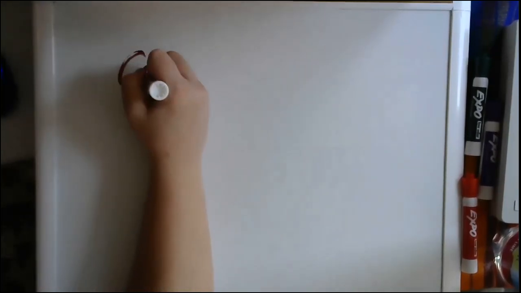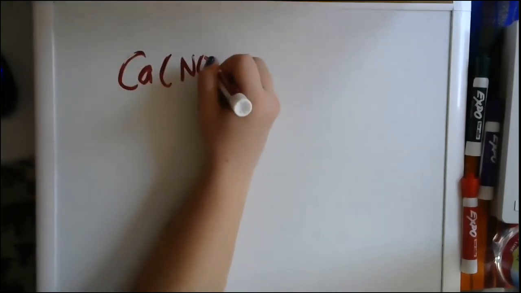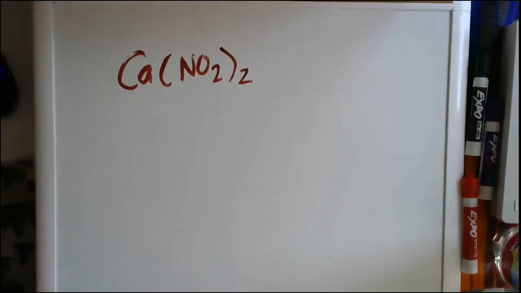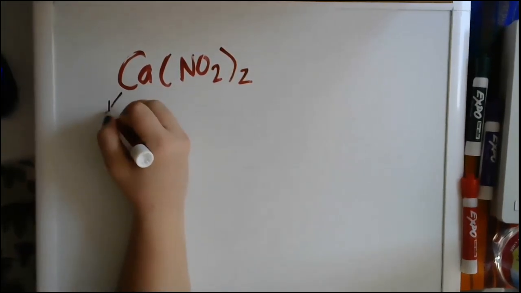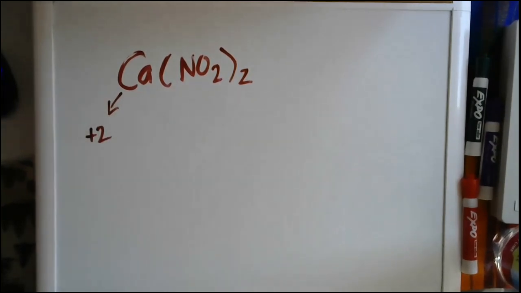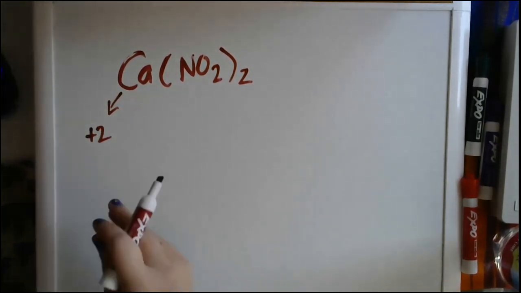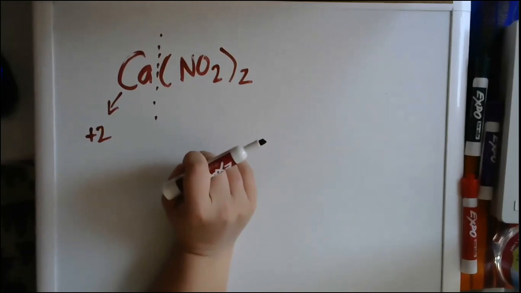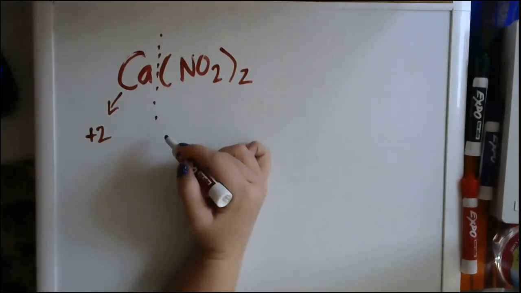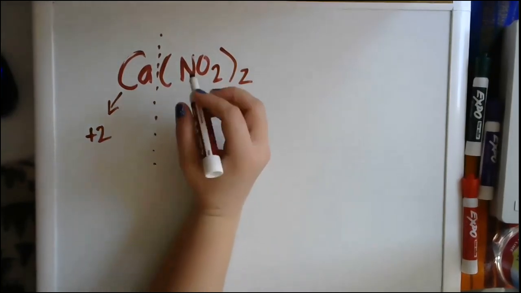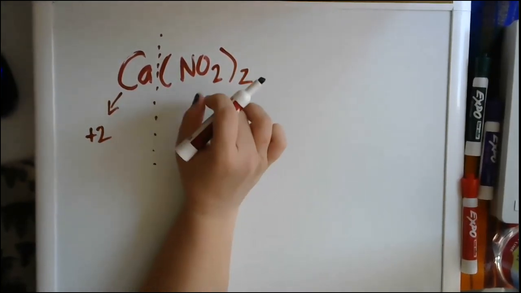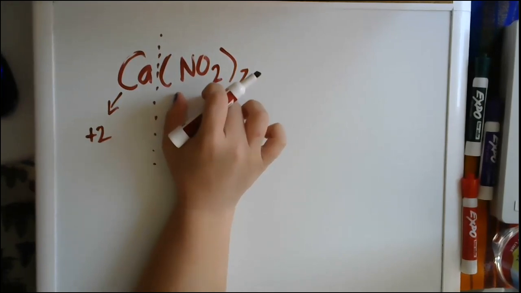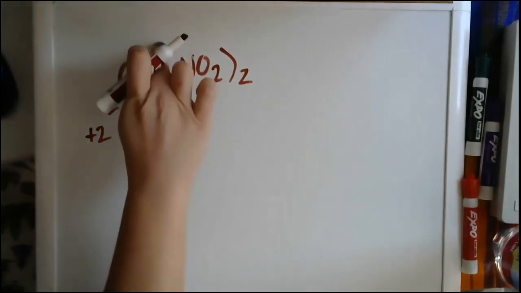Let's look at one more example. Again, right away, you know that this is going to be +2 because it's a group 2 metal, and that beats anything that's happening in here. Now, when I split this up like this, just to be clear with you guys, I'm looking at the nitrite ion on its own before it was attached to calcium. And you don't actually have to do that.